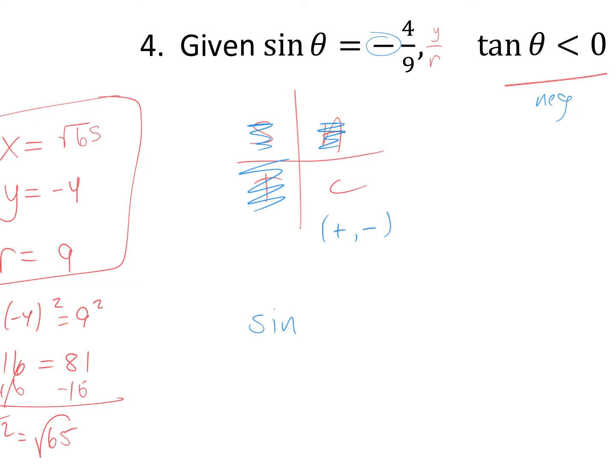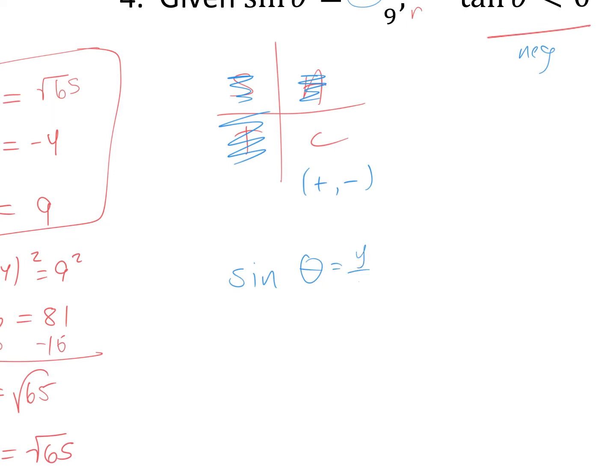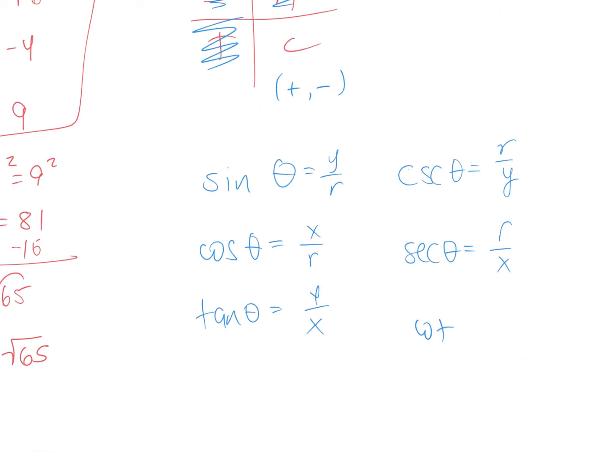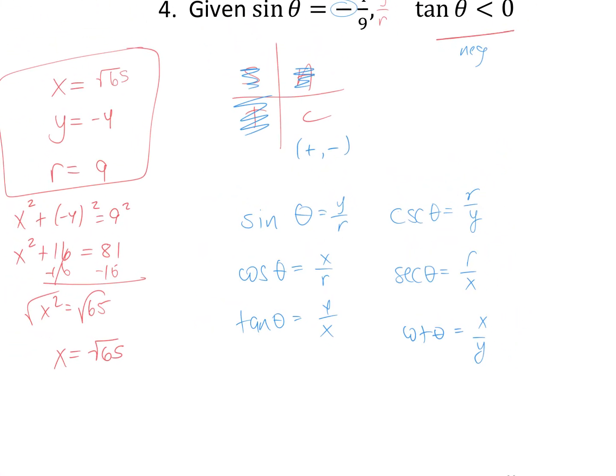Yep. Let's review our trig functions. Sine is what? Y over r. What's cosine? Cosine is x over r, right? What's tangent? Y over x, good. So your reciprocals, cosecant is r over y. Secant is r over x. And then cotangent is x over y, right? That's if your angle's not on the unit circle, which these ones aren't.